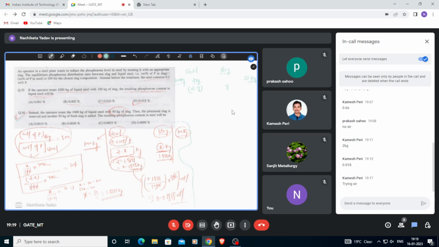So y, we will simply write y by 50. We are using 50 kg total slag, into 100, converting it to weight percent. So 2 minus y by 1000 into 100, and this is equal to the equilibrium phosphorus distribution ratio, which is 100. So now can you tell me the amount of y? What would be the y value?